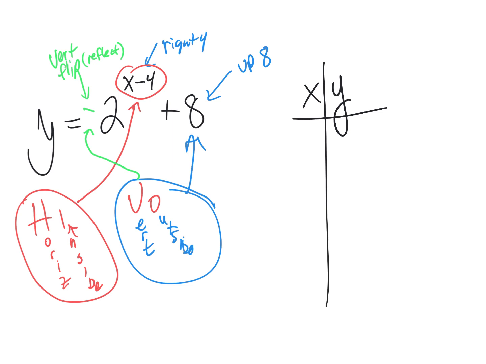Don't be mean to yourself. Think about what would be easy. What would be something easy to put in this? I don't want 0. I don't want to have to do 2 to the negative 4th. Linus, what would be something smart to put in? 4 would be smart to put in. Everybody put in a 4 into this function and figure out what you get.